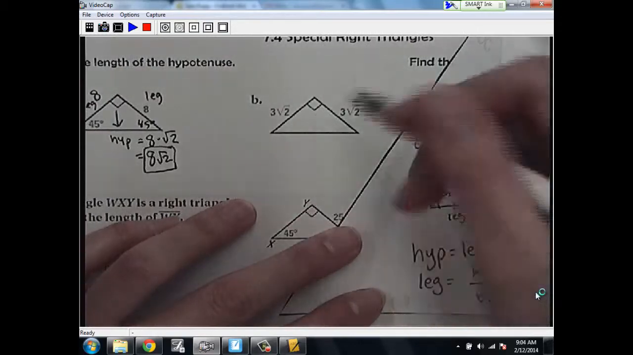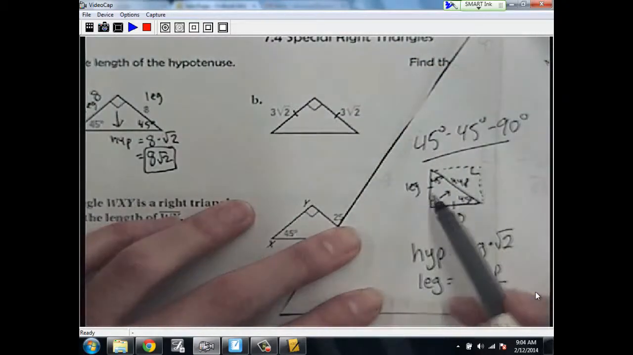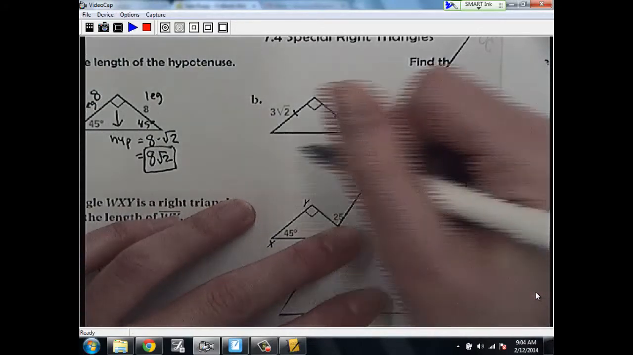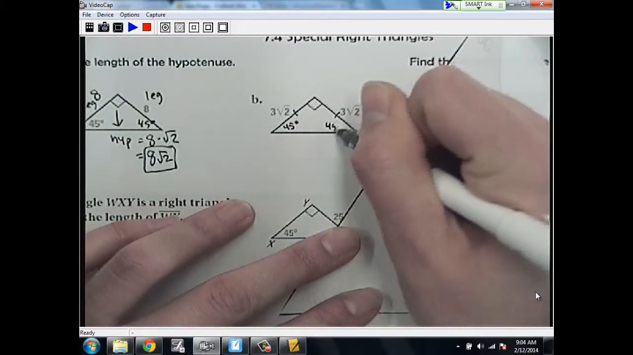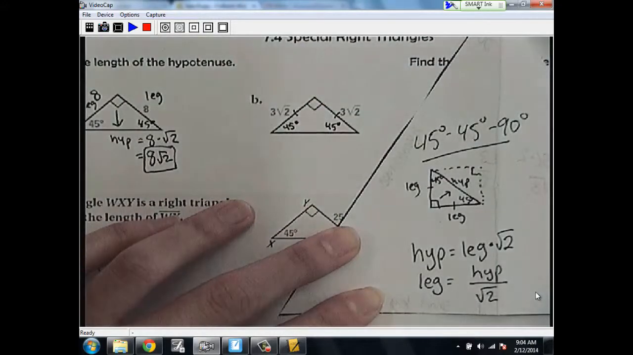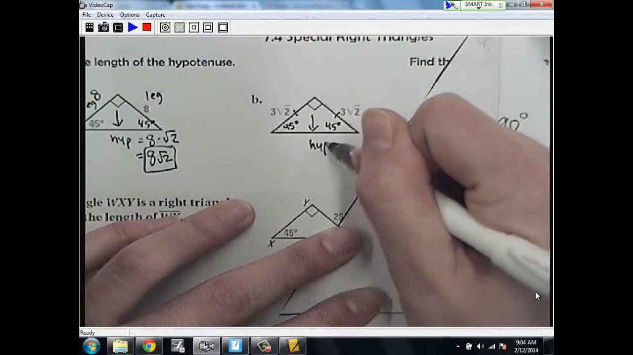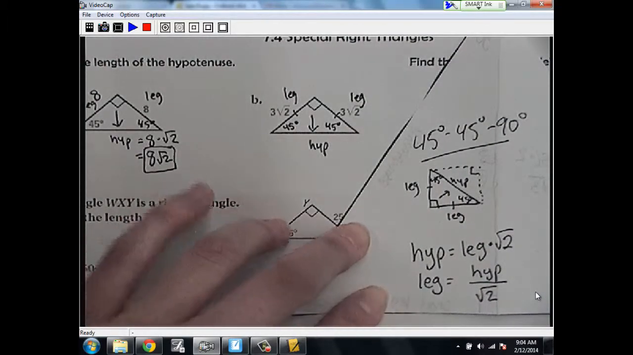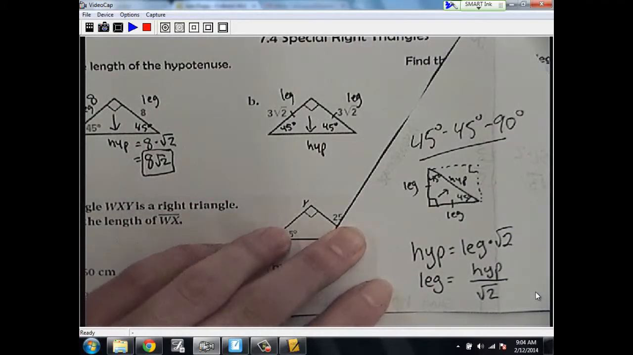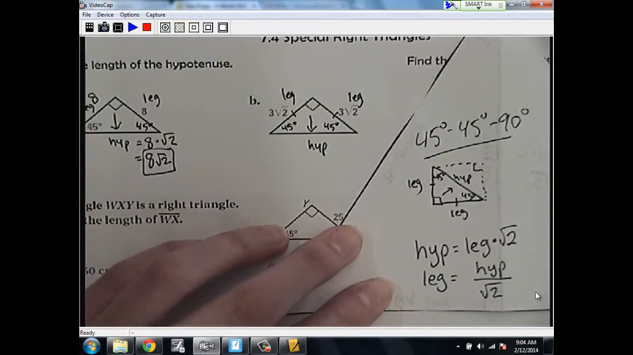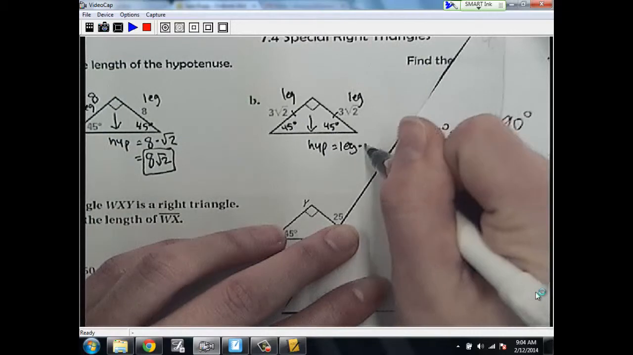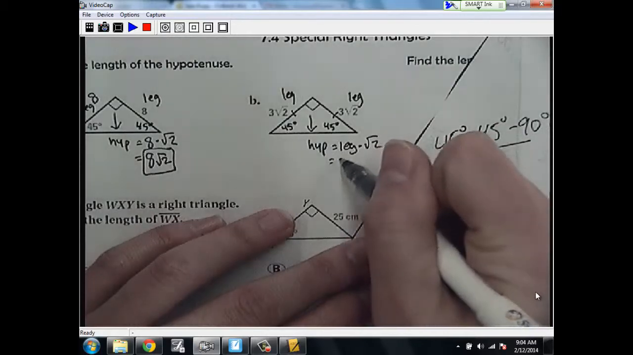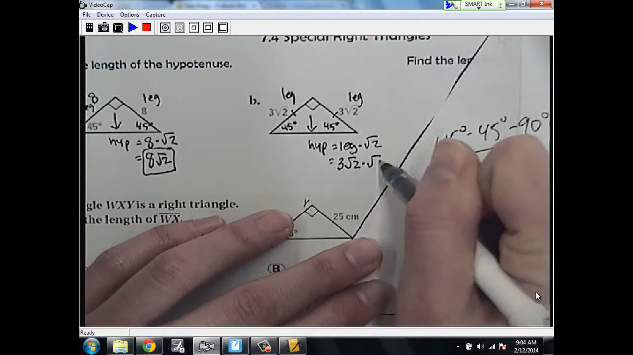Part B. If I have two legs that are the same, what kind of triangle is this one going to be? If two legs are the same, it's going to be a 45, 45, 90 triangle for us again. So across from the right angle, this is my hypotenuse, and then I have a leg, and I have another leg. To find the hypotenuse, what's my rule say? Leg times the square root of 2. What's my leg? 3 square root of 2 times the square root of 2.